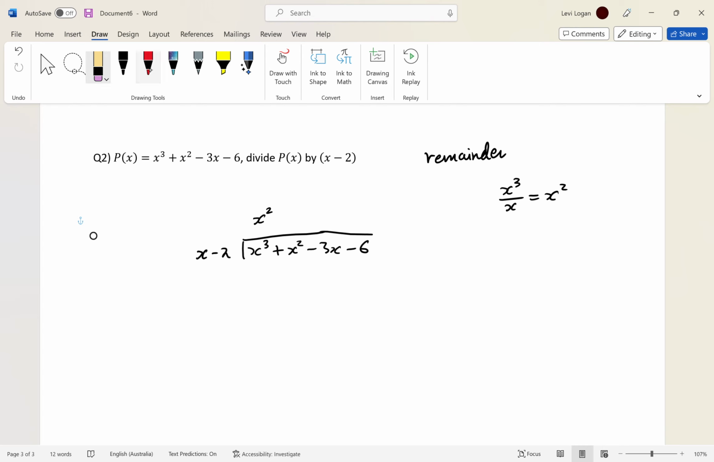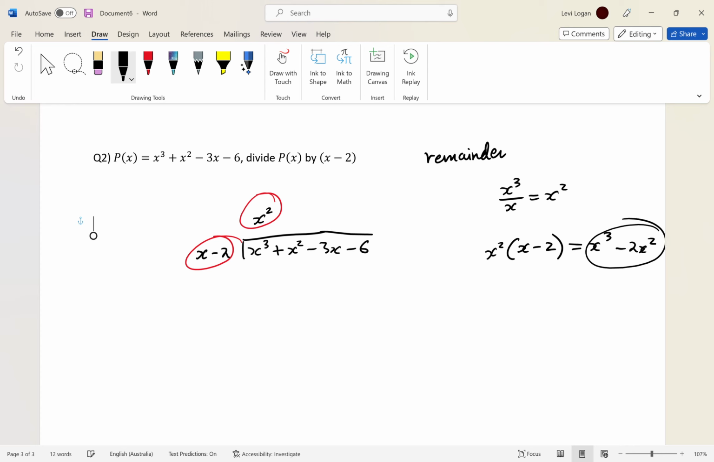Then whatever we have here, we're going to multiply it by this. So we're going to have x squared multiplied by x minus 2, which is x cubed minus 2x squared, right? Then whatever we have down here, we're going to place it here. So we're going to put that in brackets, x cubed minus 2x squared. And we're going to put a negative sign here. Okay, we're subtracting it. So when we complete this, we'll get 0.